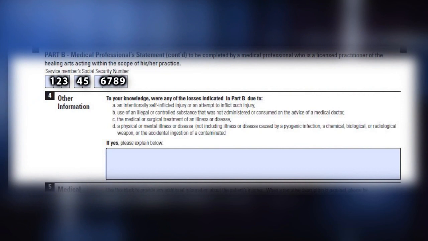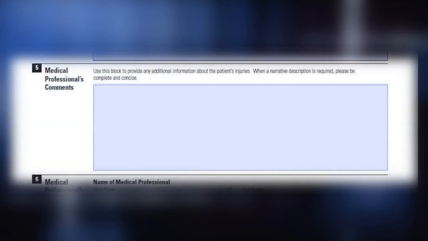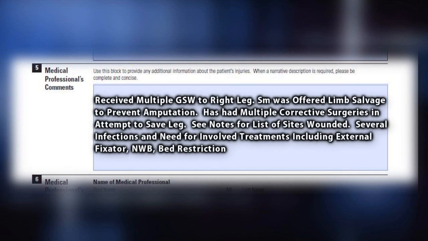Page 14, Part B, Section 4. Other information. The medical professional will enter other pertinent information regarding your losses and how they occurred. Page 14, Part B, Section 5. Medical professional's comments. The medical professional will use this block to provide any additional information about the patient's injuries.